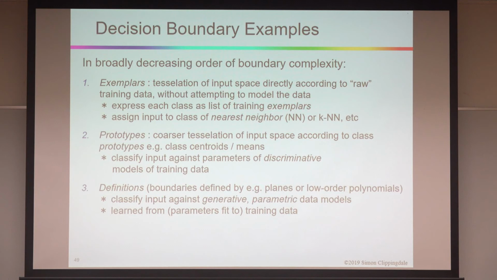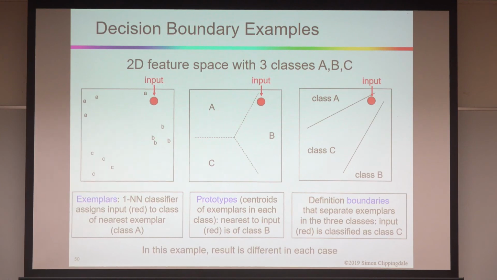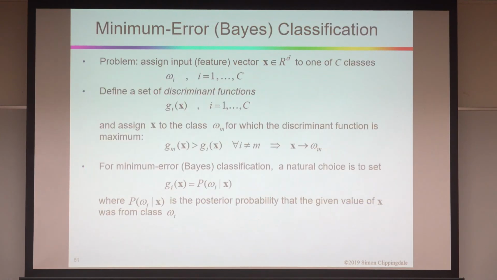So going back a slide here, exemplars, for example, if you use the nearest neighbor to classify an input. Prototypes use, for example, the class centroid or mean to classify a novel input, and some boundary defined by planes or polynomials or parametric model of your data can give you a situation like this one over here. So those are different examples.